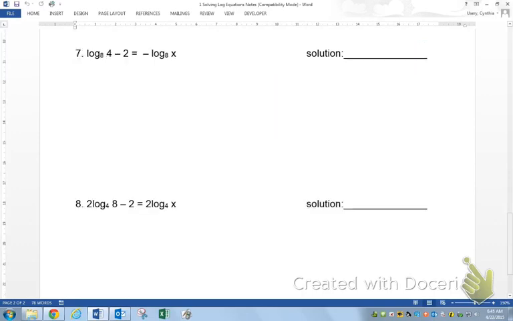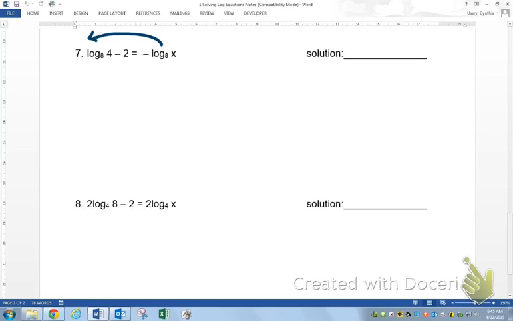Okay, so number 7 is interesting because I have logs on both sides of my equal sign. I want all my logs to one side and all the other numbers to the other side. So I need to take this log that's on my left side and move it over here. In front of that log is a negative sign, so it's a negative log base 8 of x. If I move it to the other side, it will become positive, right?